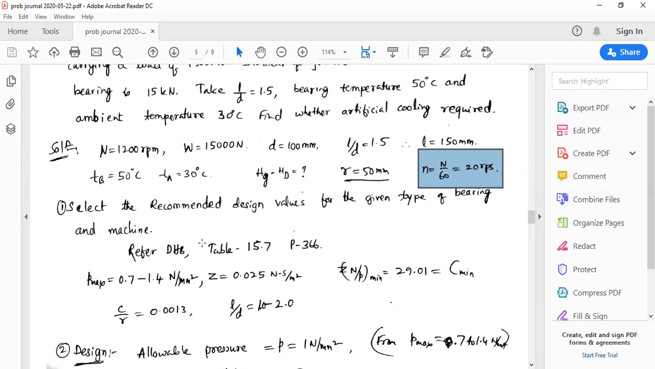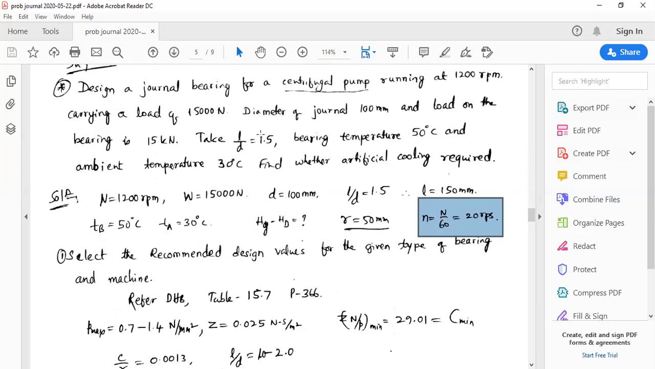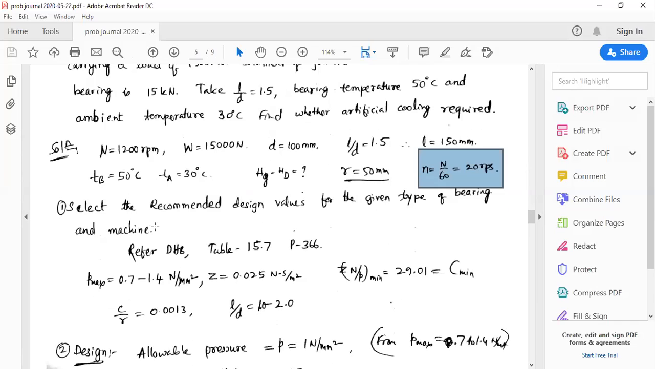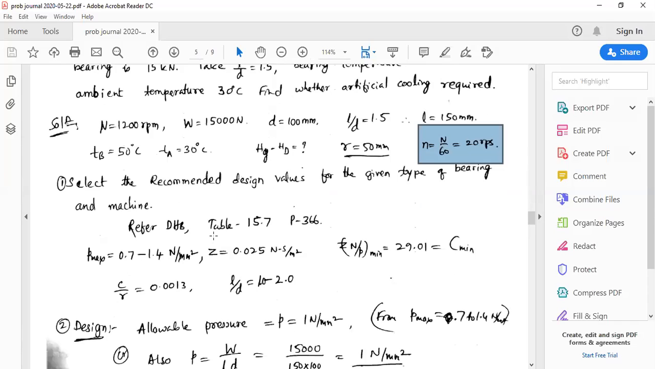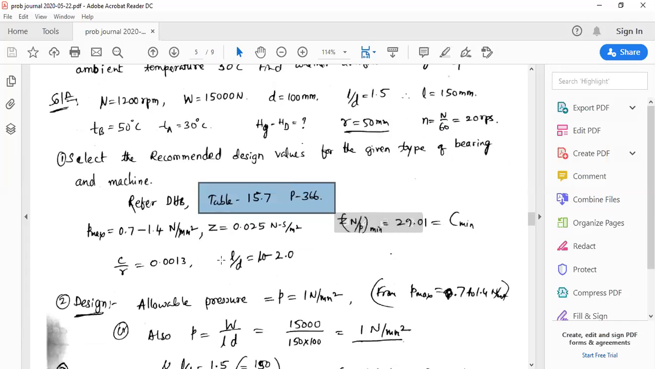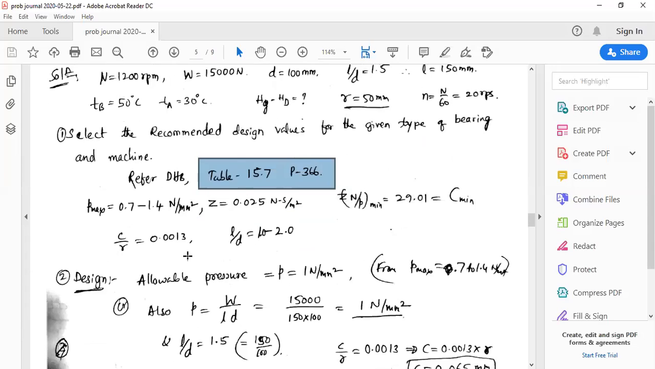According to this, the length is not given. So in the beginning, with respect to the given machinery, that is a centrifugal pump, we have to note down the recommended values by referring to the data handbook. Select the recommended design parameters for the given type of bearing as well as machine. Refer to table number 15.7 of the data handbook, page number 366. There we have to note down around five parameters.